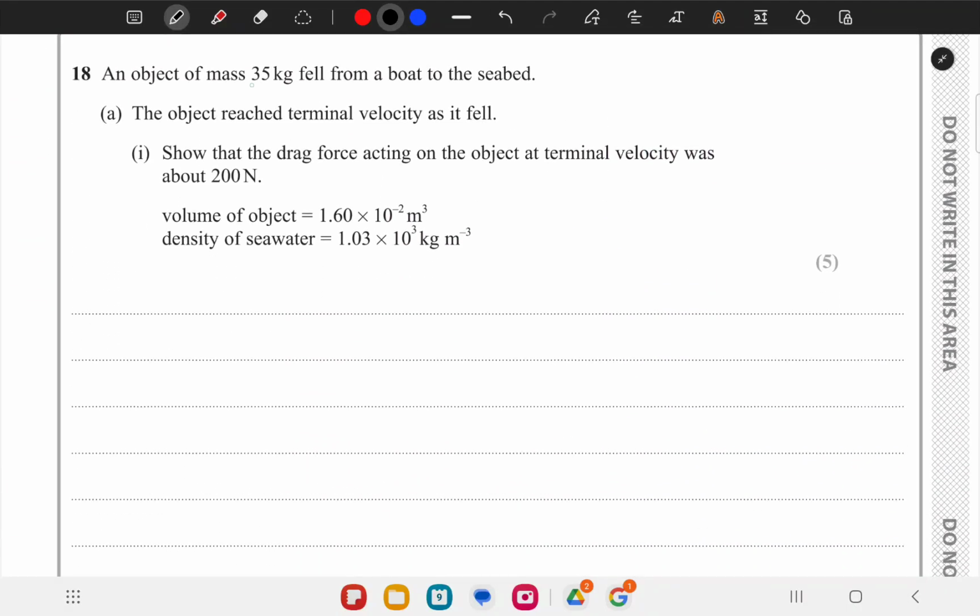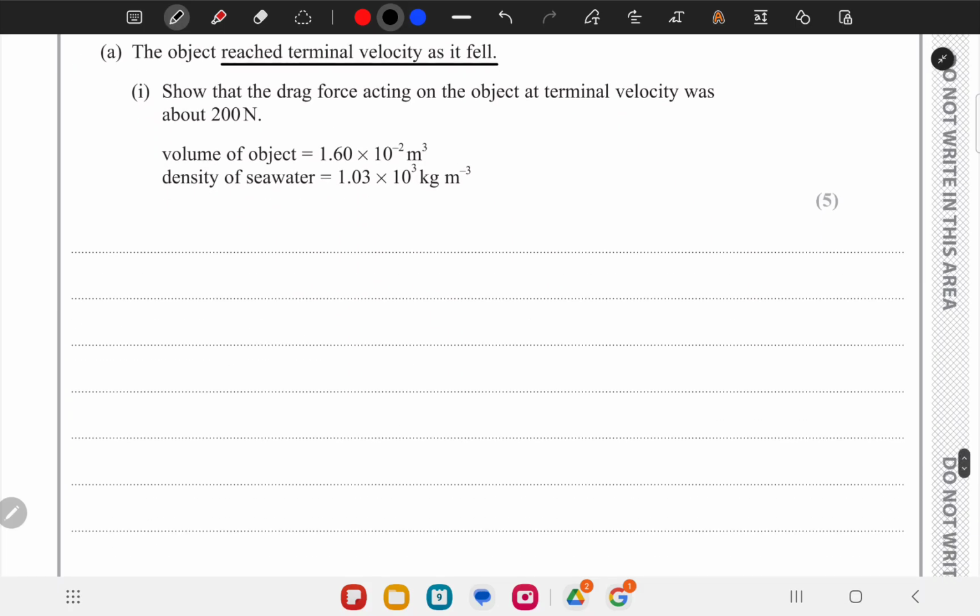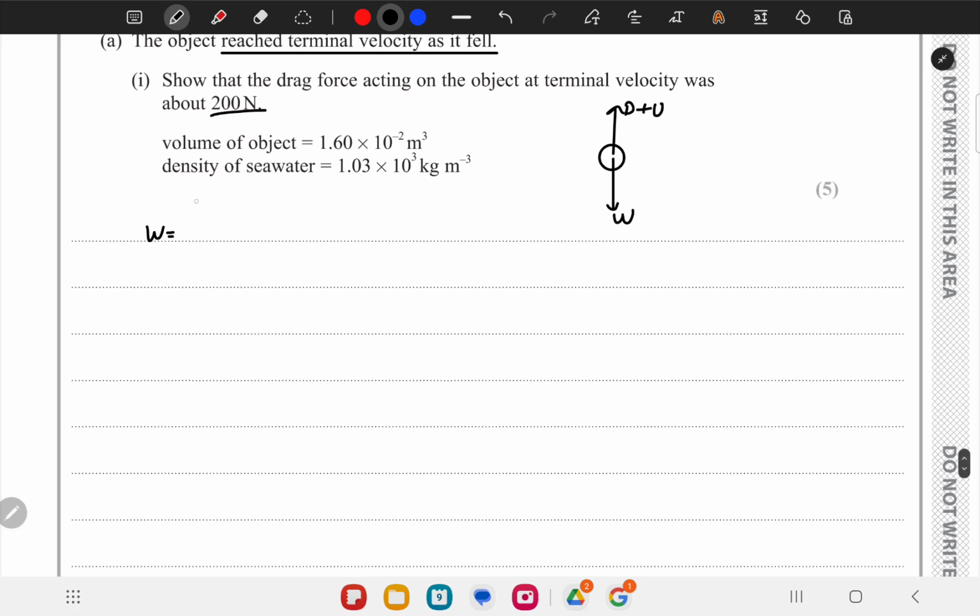We are told that an object of mass 35 kg fell from a boat to the seabed and reached terminal velocity as it fell. We have to show that the drag force was about 200 newtons. We have the volume and density of seawater. If I draw a free body force diagram, it's moving downward, so the drag, Stokes drag, must be upward. The upthrust is also upward. The weight is downward. So we have W equals U plus D. If I make D the subject, we have D equals W minus U.